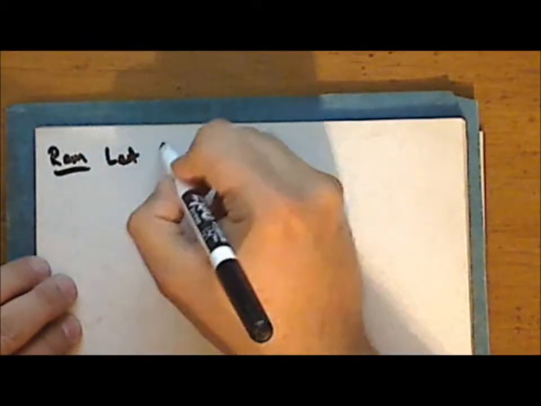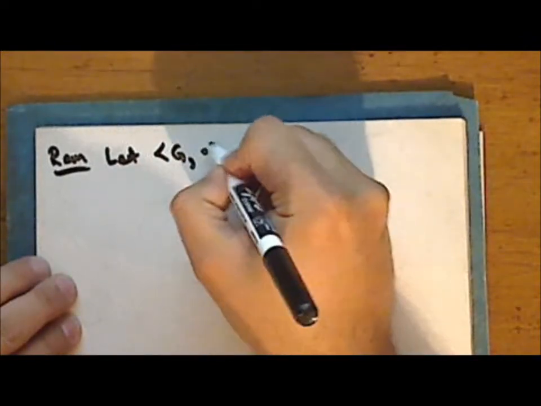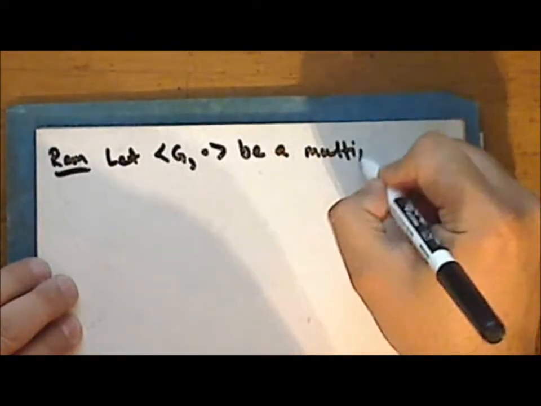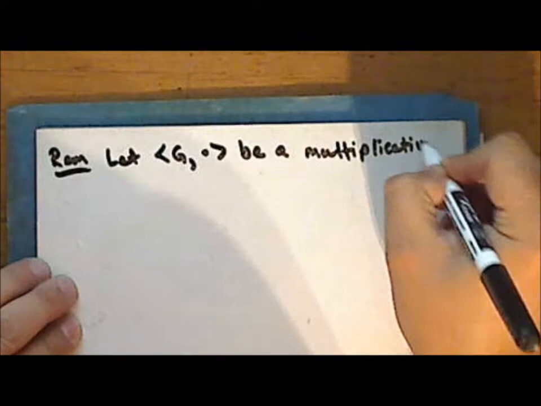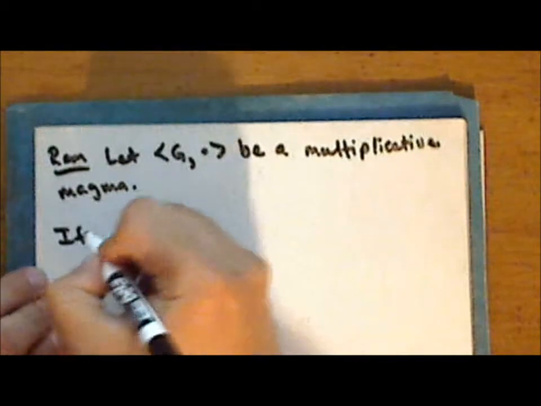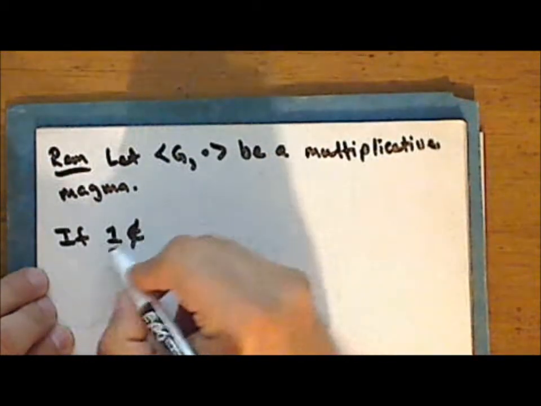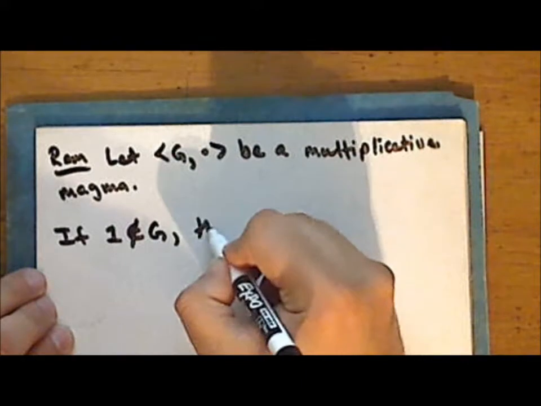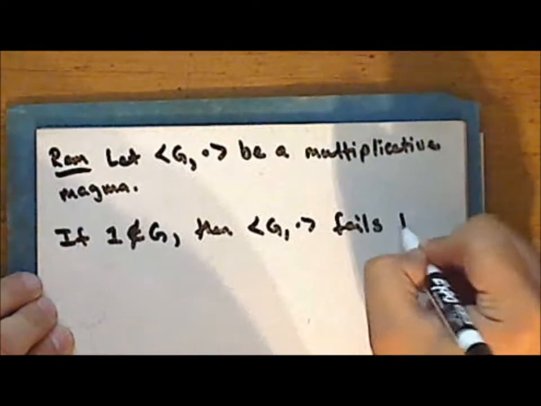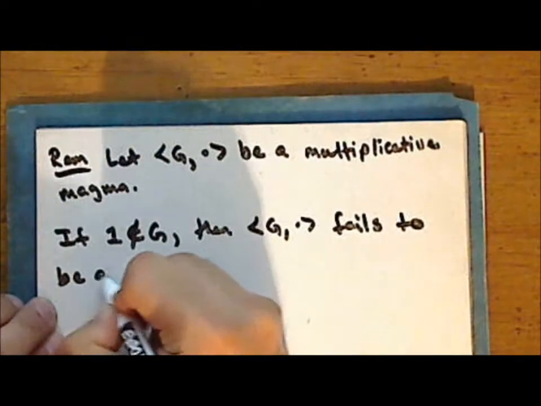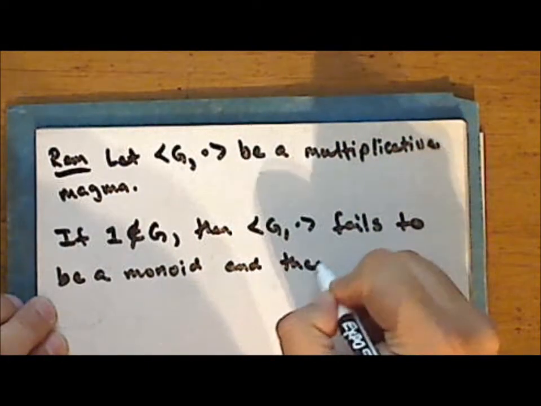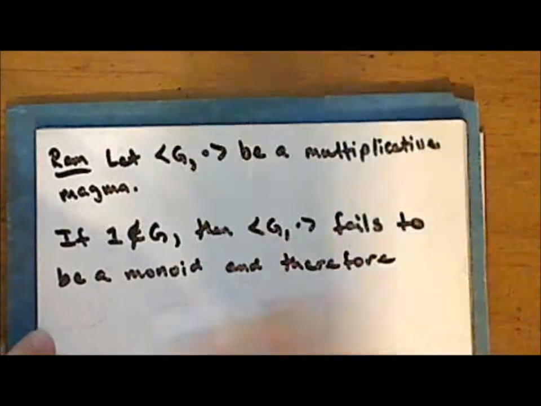So let the set G, together with some notion of multiplication, be a multiplicative magma. If the underlying set does not contain the multiplicative identity, then the magma fails to be a monoid and therefore also fails to be a group.